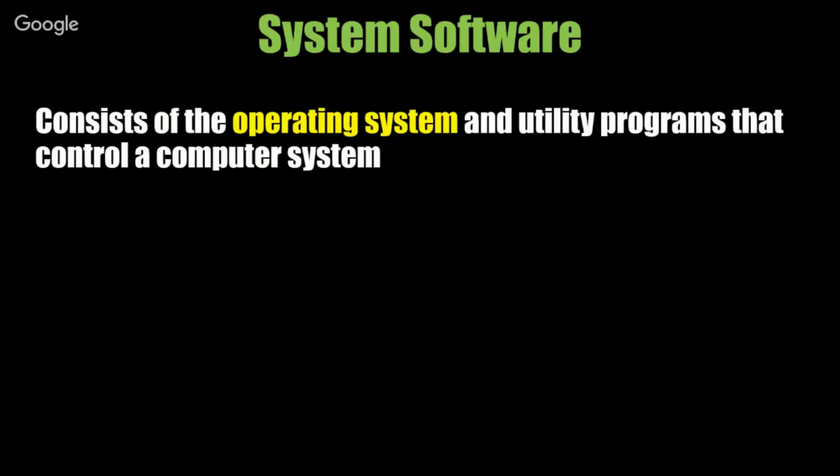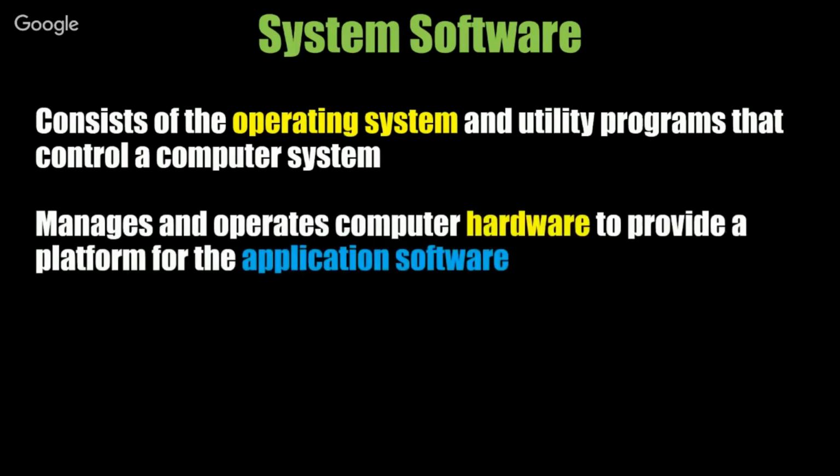System software, like the operating system, is that middleman that allows application software to use the computer's hardware. It consists of the operating system and utility programs like drivers that control a computer system and its hardware. The system software manages access to the computer's hardware and operates it on behalf of the application software. This gives the application software a platform on which to be designed. In the next two videos, we'll focus on different types of operating systems and take a more in-depth look at an operating system called Linux.